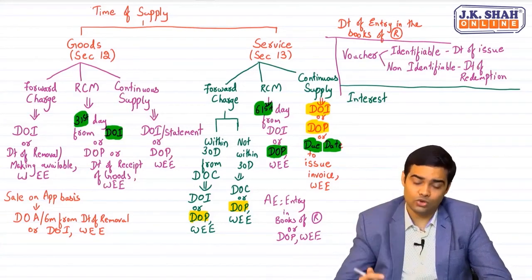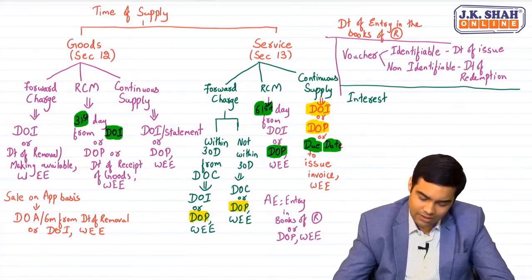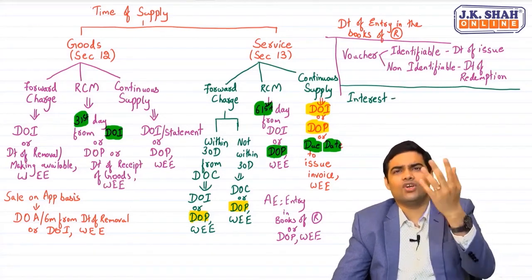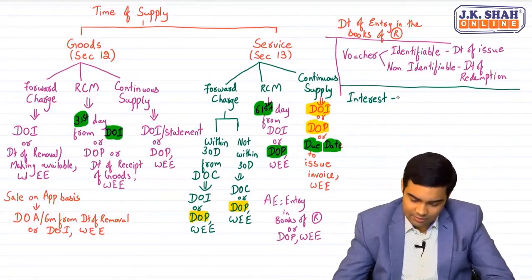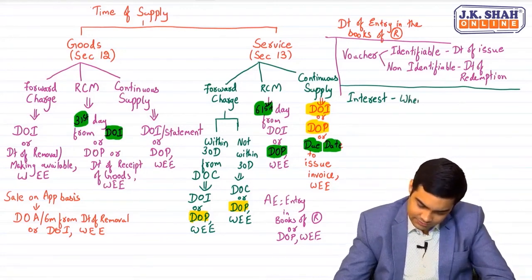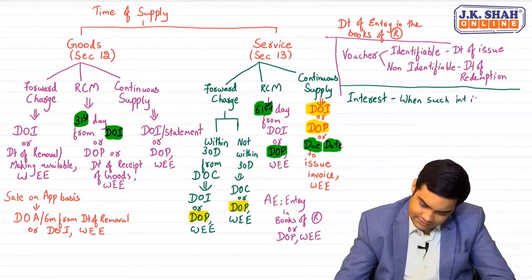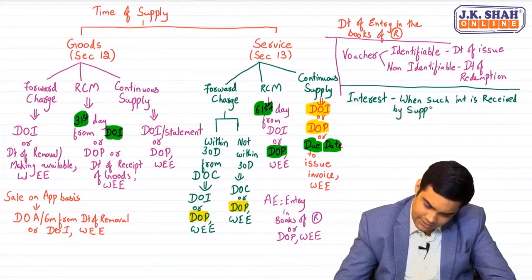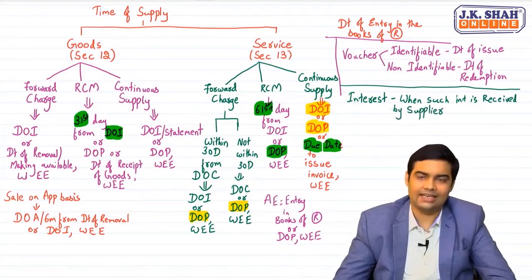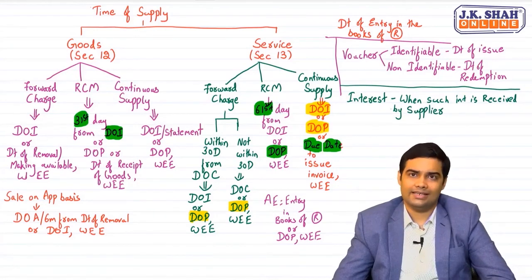And now coming to the point, what is the time of supply for such interest, late fee or penalty? Call it by any name. The time of supply will be when such interest is received by supplier. So the day supplier receives it, that would be the time of supply for such interest, late fee or penalty.